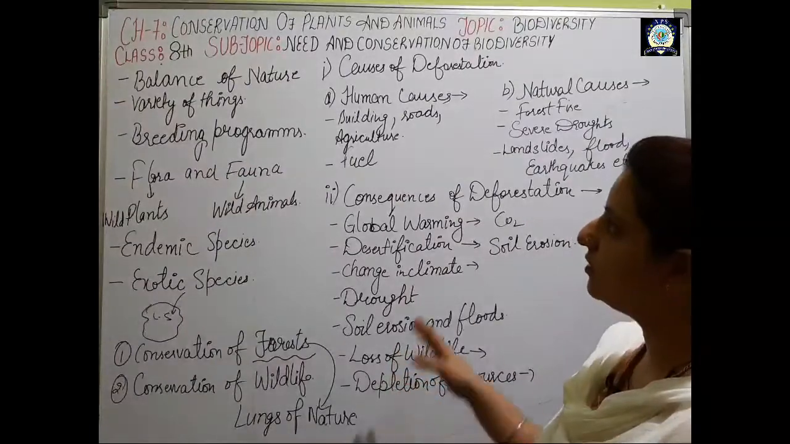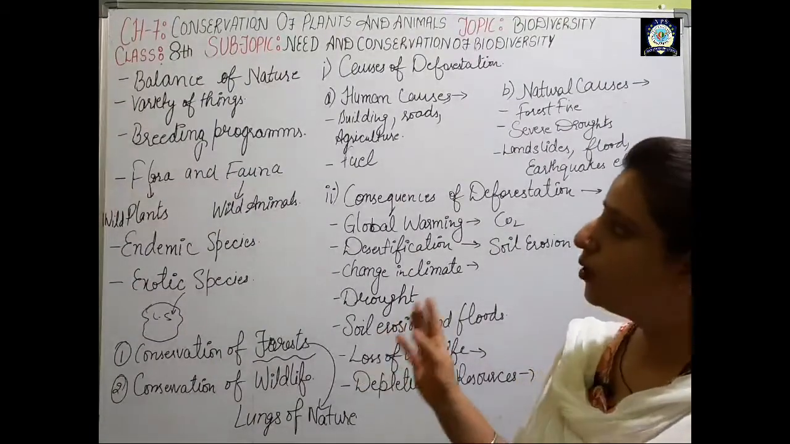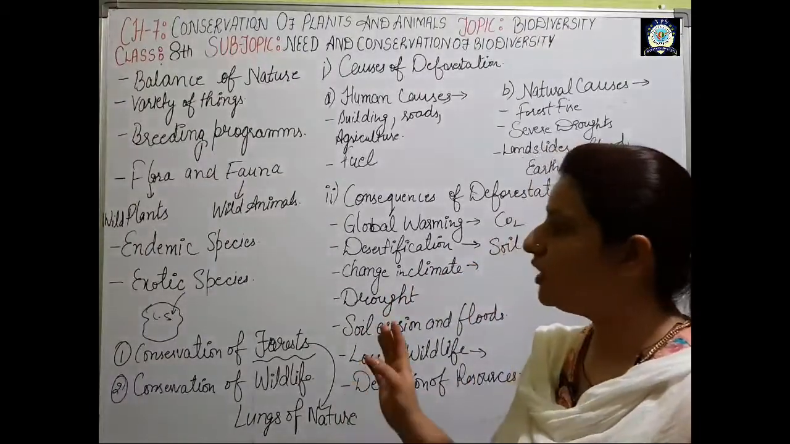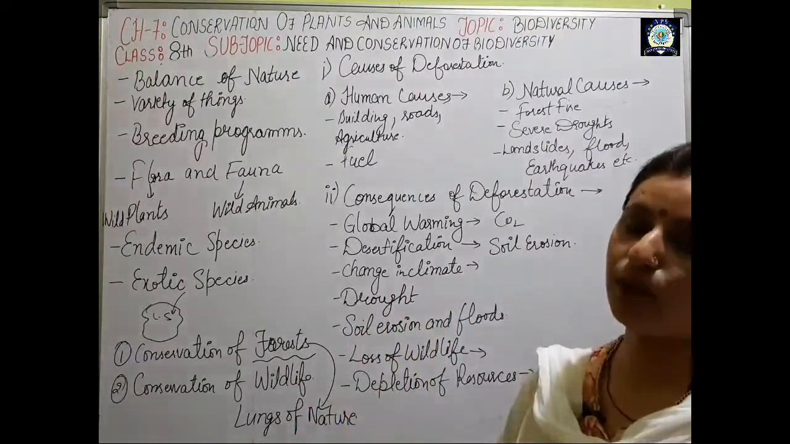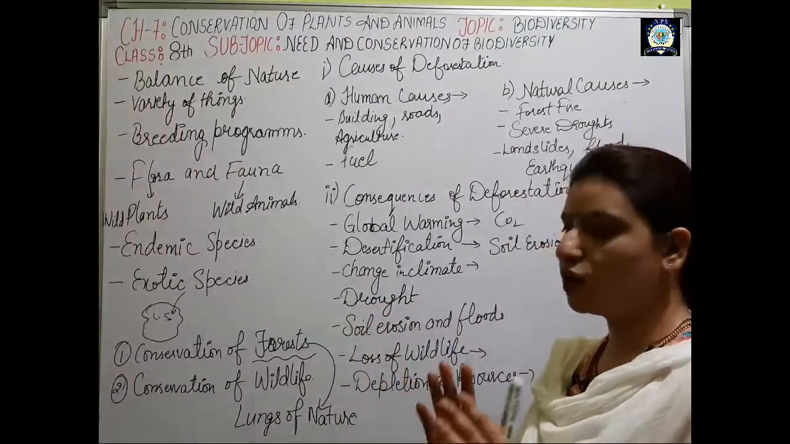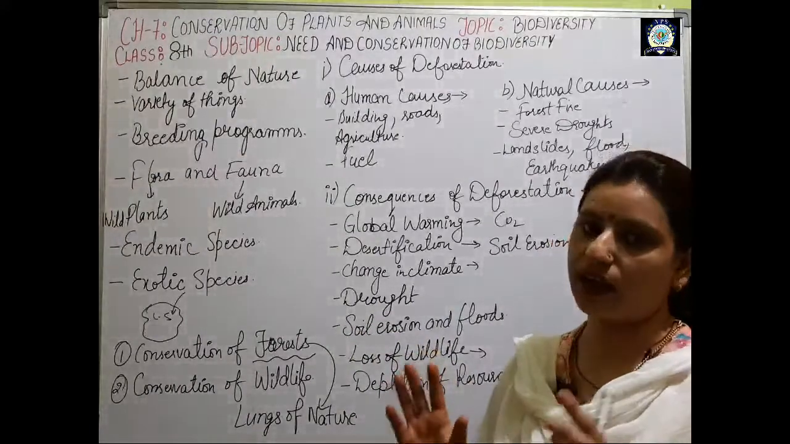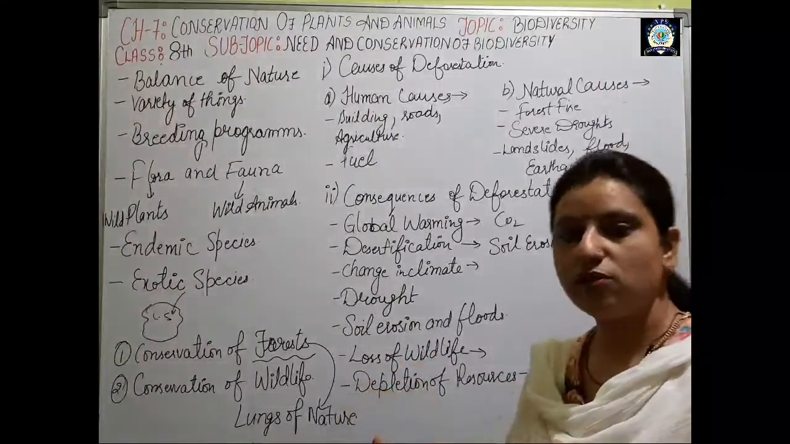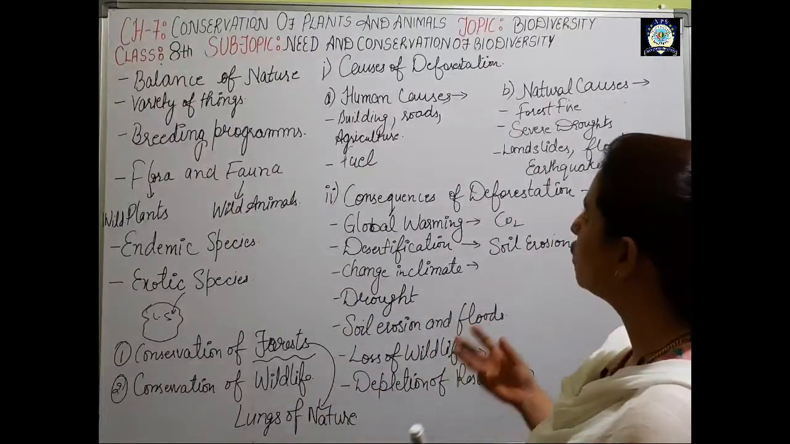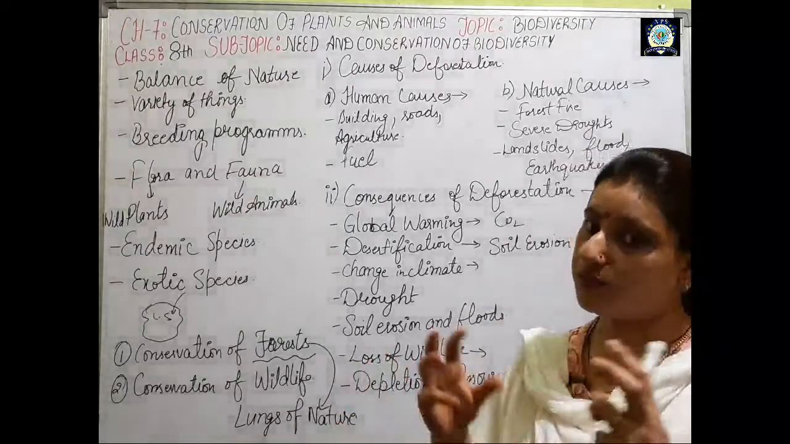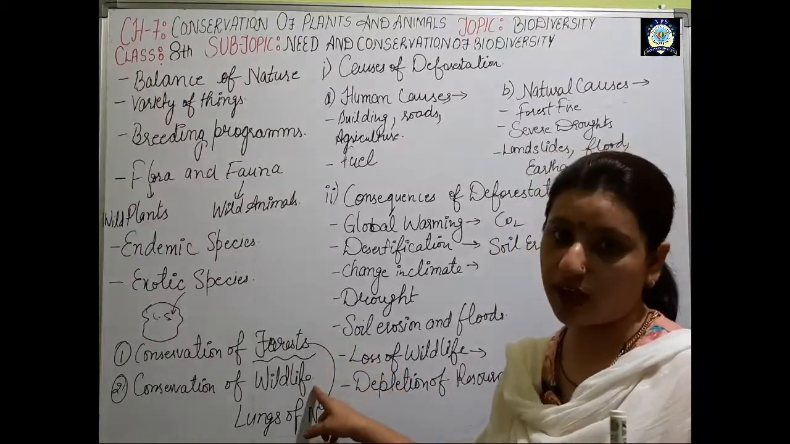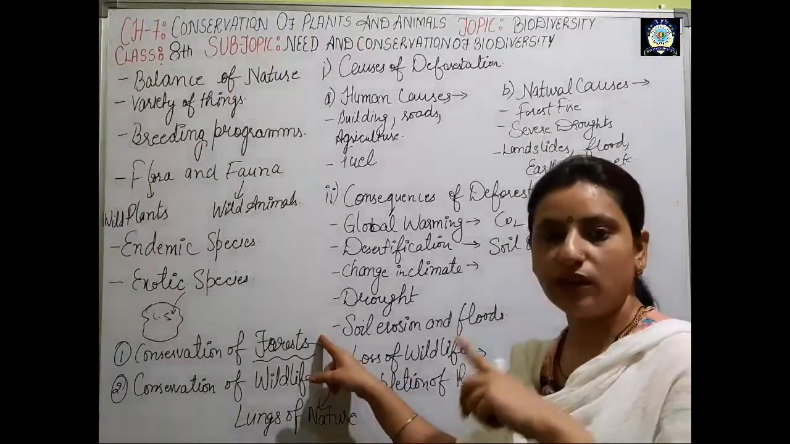We have learned that there is a need for conservation of biodiversity because it maintains the balance of nature, with wildlife providing a variety of things to us. Breeding programs are also executed with the help of wildlife. Flora includes wild plants and fauna includes wild animals. Endemic species are the local species, exotic species are the outside species in a particular area. Now conservation of biodiversity is a vast topic, and we will learn it under two main headings, that is conservation of forests and conservation of wildlife. Today we have done only the conservation of forest.